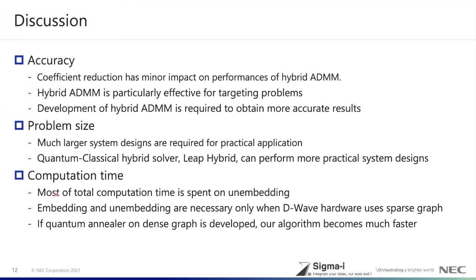And in our work, most of the computational time is spent on the unembedding process. But the embedding and the unembedding process are necessary only when the D-Wave hardware uses sparse graphs. If a quantum annealer on a dense graph is developed, our algorithm becomes much faster.